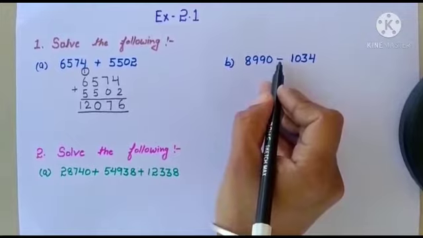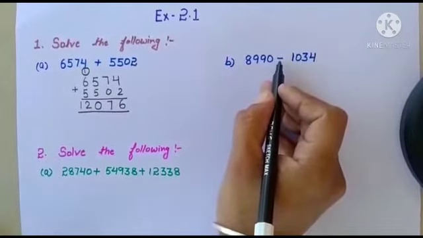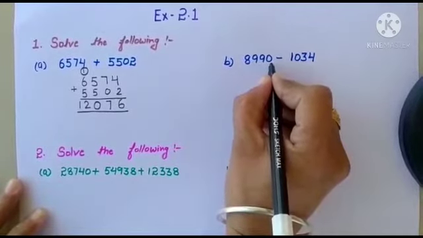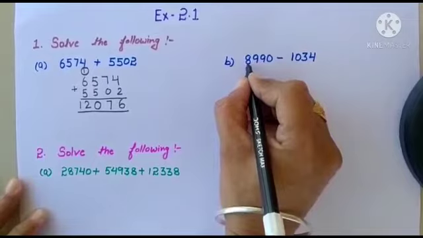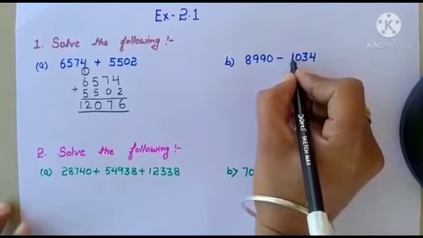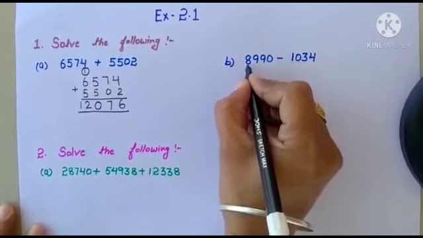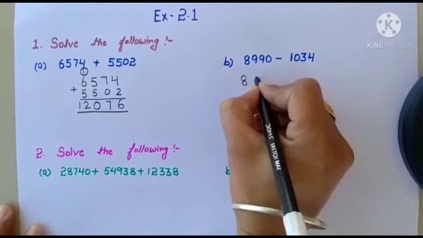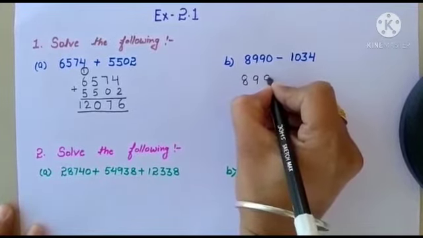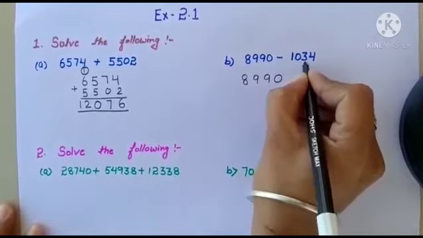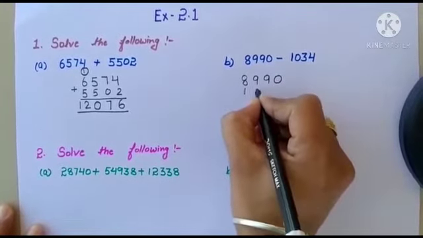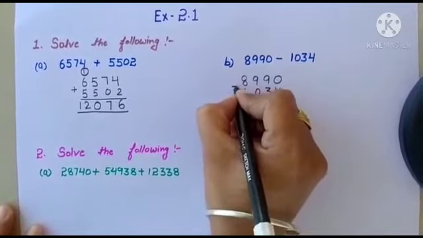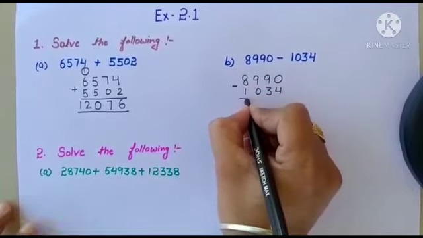Next is subtraction. See here the sign is of subtraction, so we will do subtraction. First I will write this number. First of all, see the first digit is 8 and here the first digit is 1. Which one is greater? This digit is greater, so the greater number you will write above: 8, 9, 9, 0. After that this number will come here: 1, 0, 3, 4. Here we will put the minus sign.